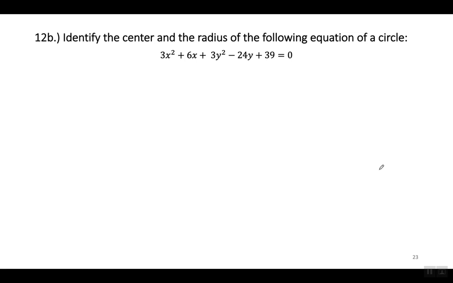All right, here I got 12b, which is the same exact thing. I just changed it up. So real quick, if you look at all these numbers, again, it's different on the test. Look at all these numbers. It should be obvious what you could divide them all by to simplify this equation.